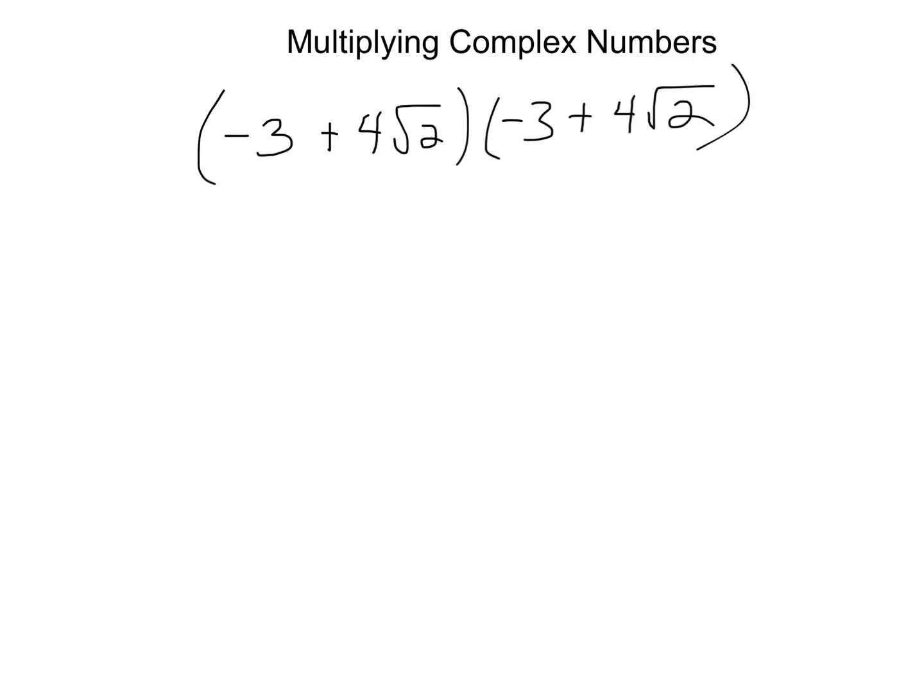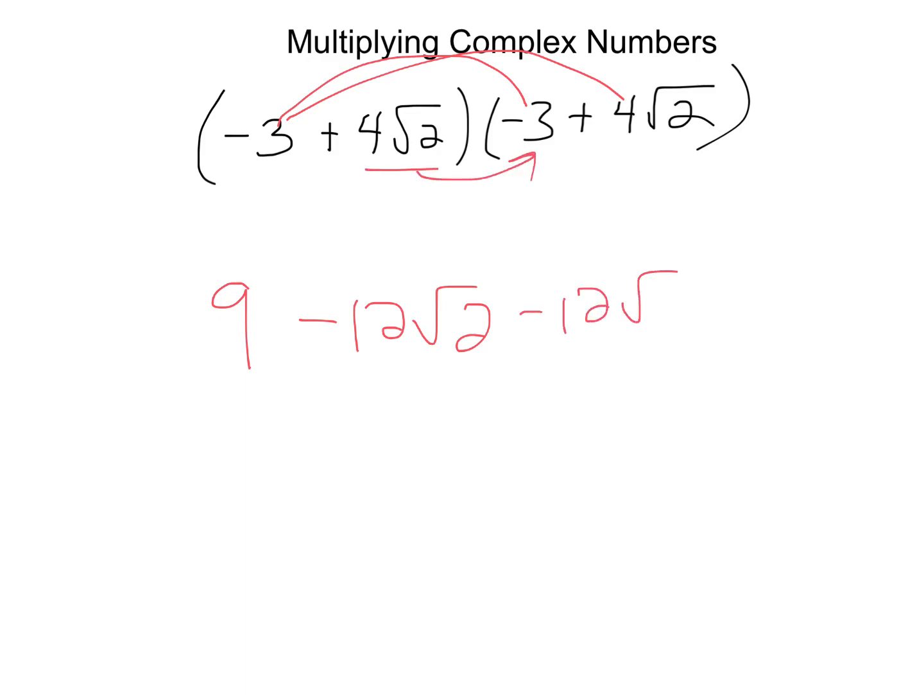Alright, looking at the next one. Negative 3 times negative 3 is 9. Negative 3 times 4 radical 2 is negative 12 radical 2. 4 radical 2 times negative 3 is negative 12 radical 2. And 4 radical 2 times 4 radical 2 is 16 radical 2 times 2.